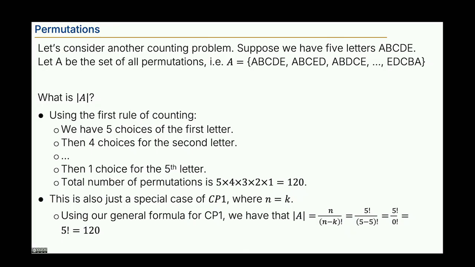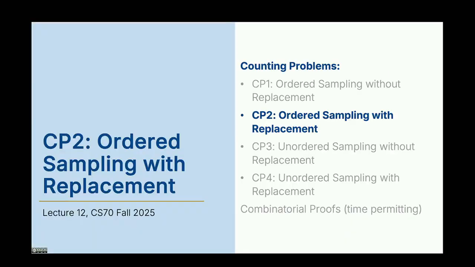Okay. Out of curiosity, how many people remember that the number of permutations was n factorial, but did not remember how to derive it? Anybody? Some? Okay, got some hand waves. All right, good. Okay, let's talk about ordered sampling with replacement.